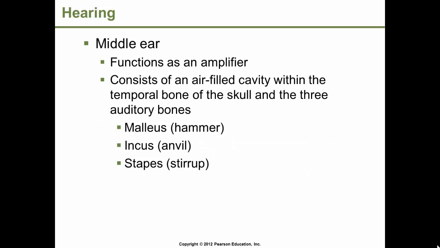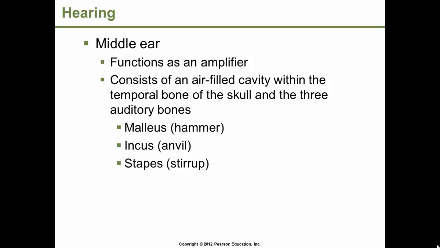The middle ear functions as an amplifier. Sound is amplified approximately 22 times in the middle ear. It consists of an air-filled cavity within the temporal bone of the skull, and it contains three auditory bones: the malleus, the incus, and the stapes. The malleus is attached to the tympanic membrane, also known as the eardrum.